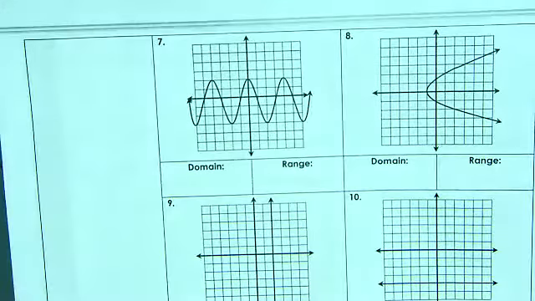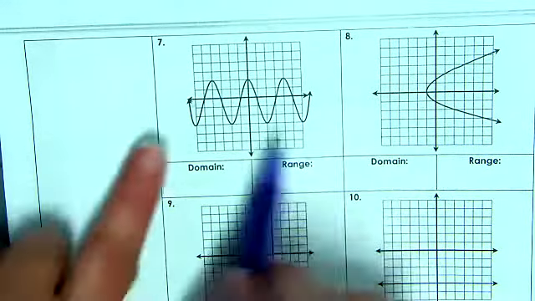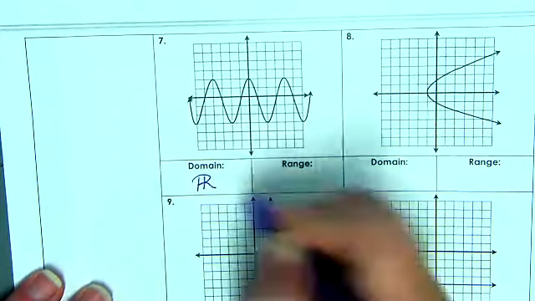Get a little bit faster with these as we go. All right, so again, looking at number 7, because it's got arrows, it's never going to stop going out. It's never going to stop going to the left or the right, so therefore the domain is all real numbers.